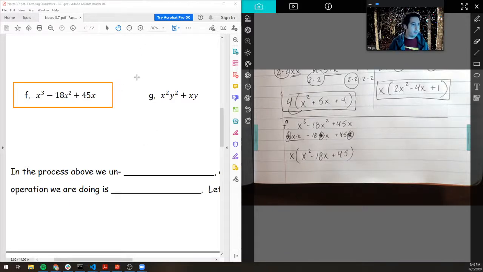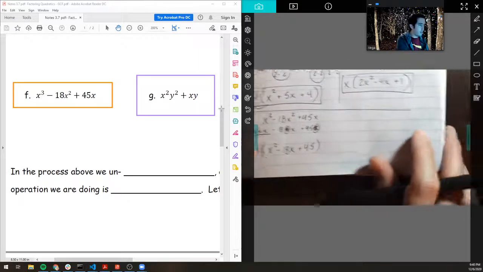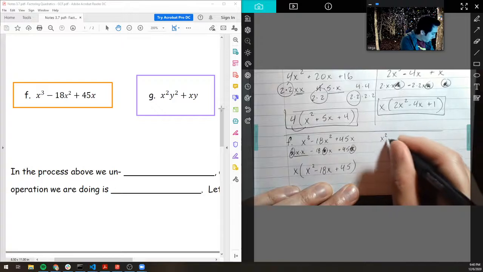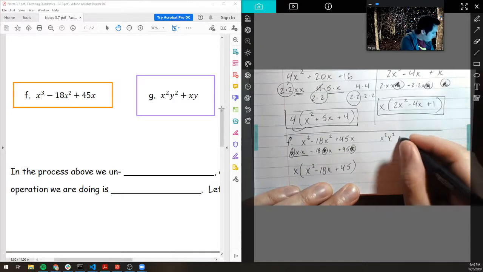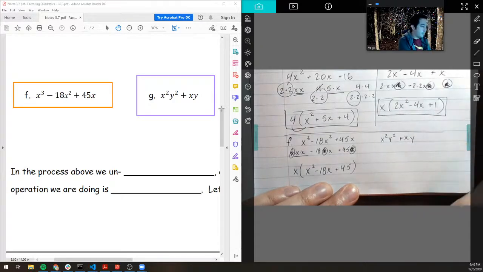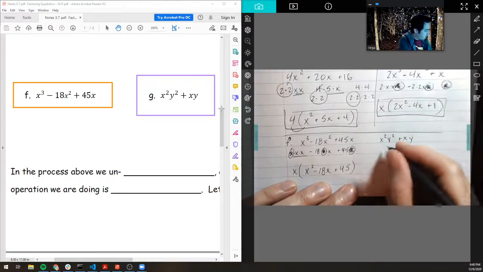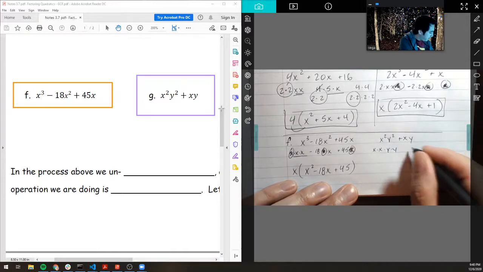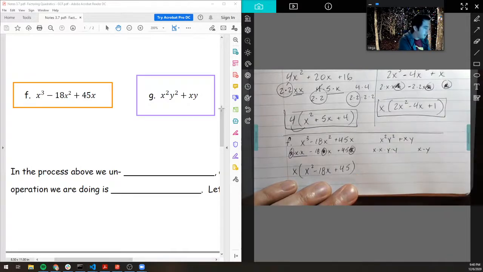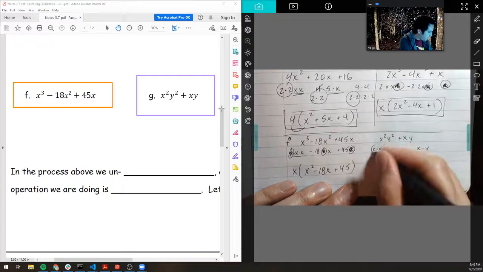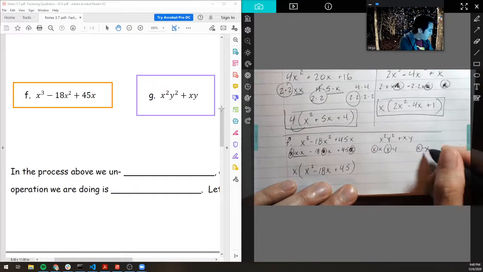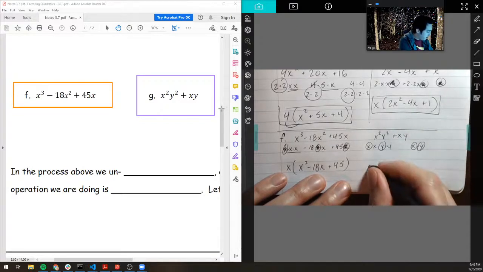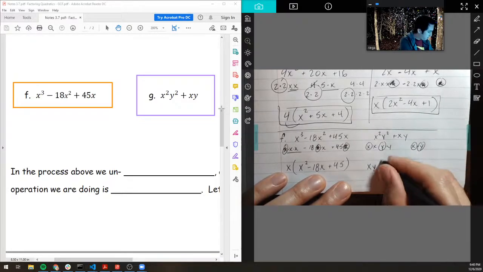One more example here, G. Let's see what G has. You've got x squared y squared plus xy. So let's break it down. x squared y squared, well, that's x times x times y times y. xy over here, that's x times y. What do they have in common? Well, this has an x, that has an x. This has a y, that has a y. So they have xy in common. They both have xy, so that's what I'm going to factor out.